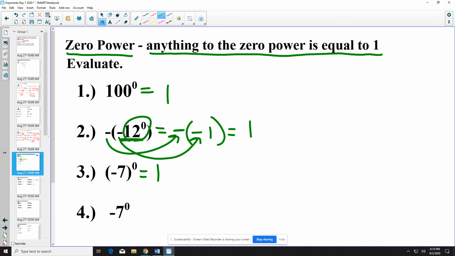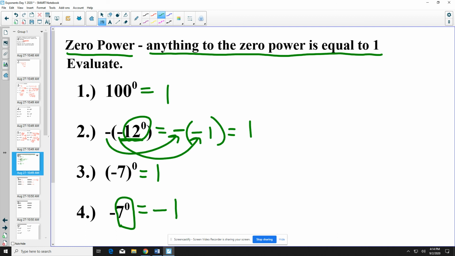Now write down number 4. The problem is negative 7 to the 0. This negative 7 is not in parentheses. So what we're going to do is write down the negative sign and then find 7 to the 0. 7 to the 0 is 1. So that's a negative 1.